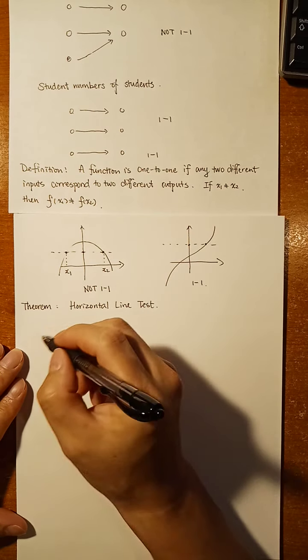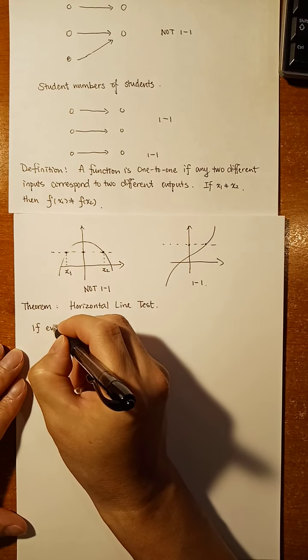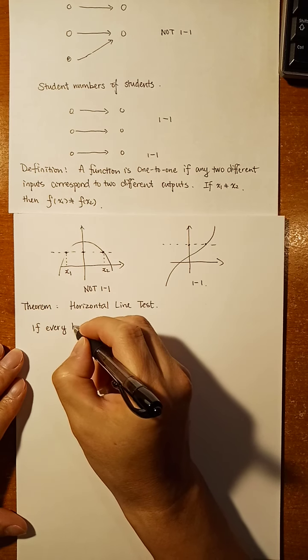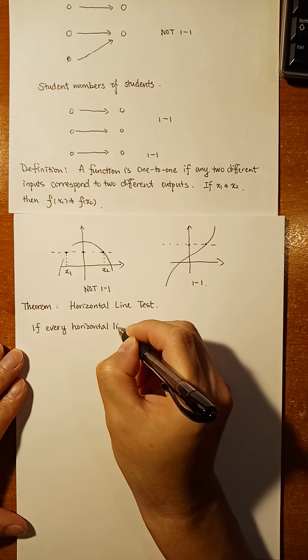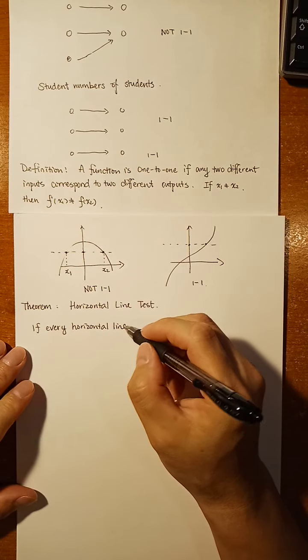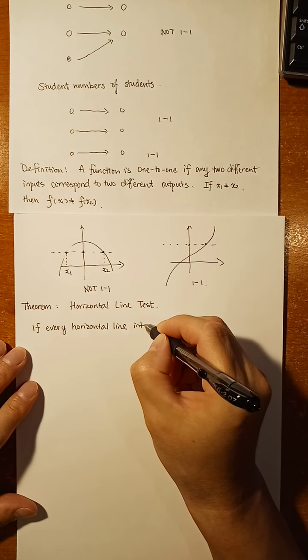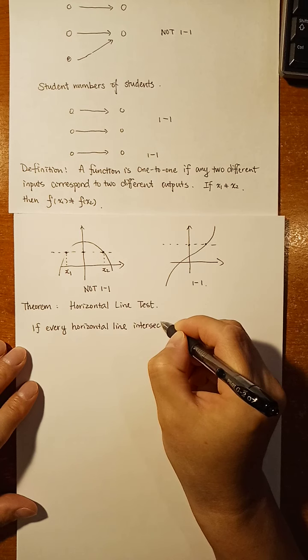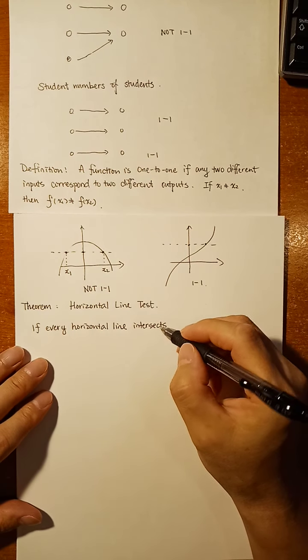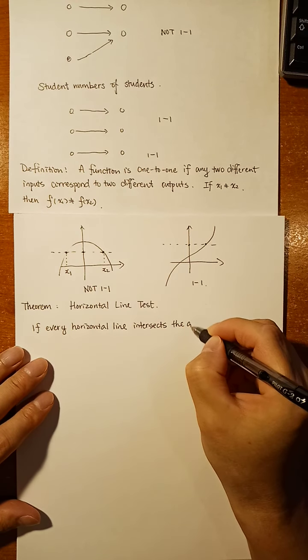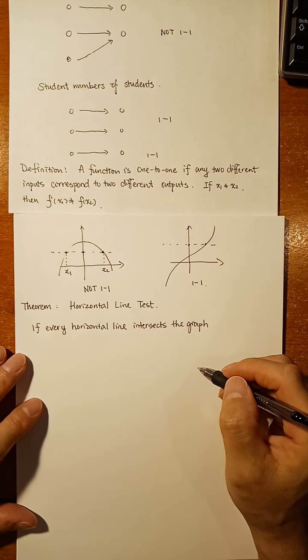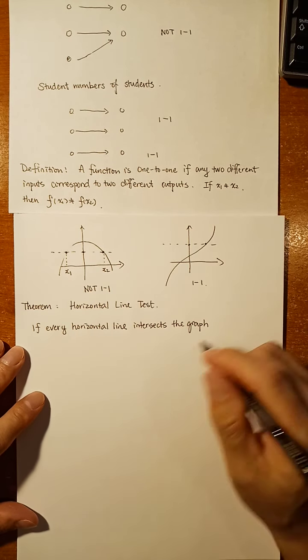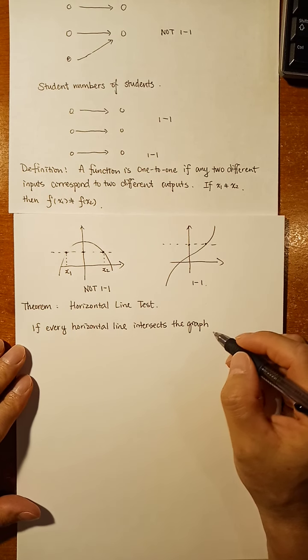Horizontal line test. If every horizontal line intersects the graph... So this horizontal line test is used when you have the graph of the function. If you don't have the graph, of course you will not use the horizontal line.